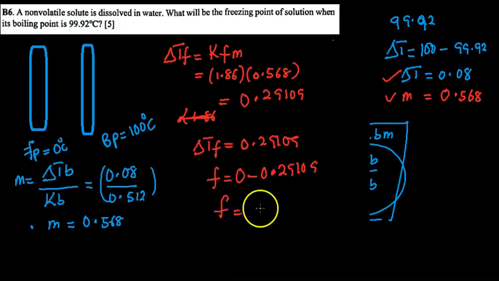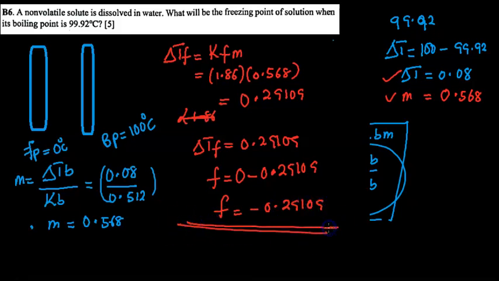Here is another problem that says a non-volatile solute is dissolved in water. What will be the freezing point of the solution when the boiling point is 99.9?